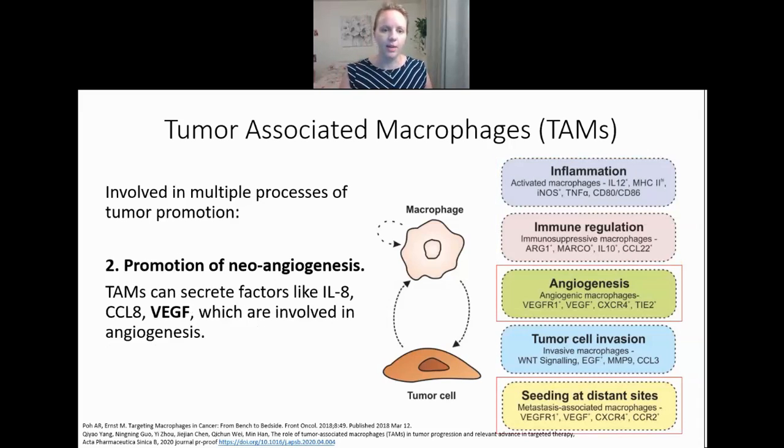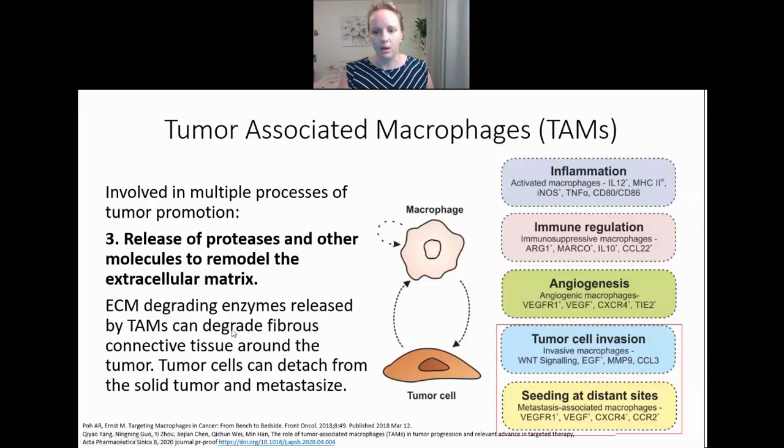In promoting angiogenesis, TAMs can release interleukins and other factors like IL-8, particularly VEGF, which promotes angiogenesis and growth of endothelial cells and migration of endothelial cells towards the tumour.